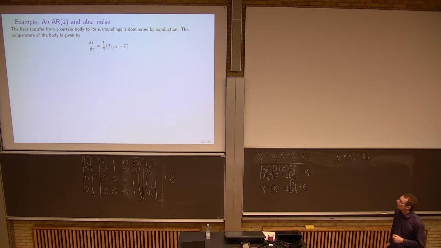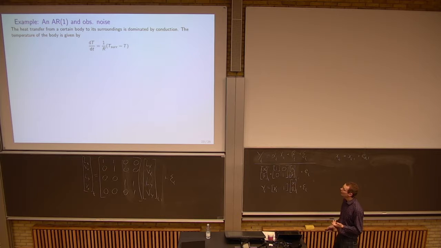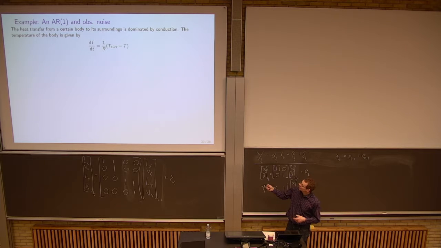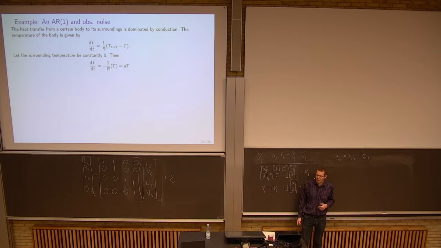Now, as a different example, if you have an AR1 process with observation noise, let's just think of you have a surrounding temperature, and then you have a temperature that you want to model for this room or body or whatever. And then we have the differential equation for this, assuming that the surrounding temperature is 0. It's a good approximation for today, at least. Maybe even better yesterday outside.